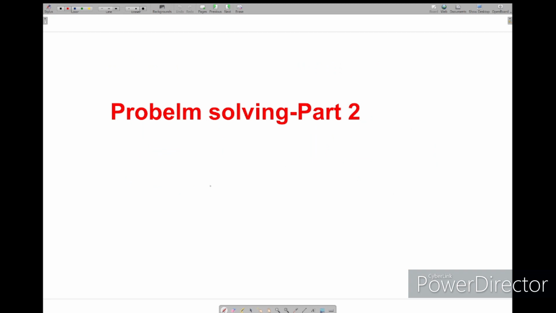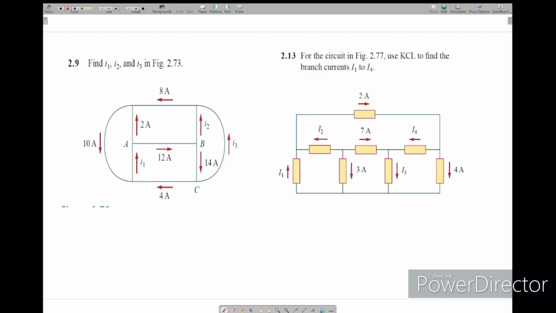This is Naresh Chenno. In today's session, we'll see problems on networks, which contain how we can apply KVL, KCL, and the voltage divider rule and current divider rule. All we'll see in detail. Today's first problem is finding I1, I2, and I3 in this network.